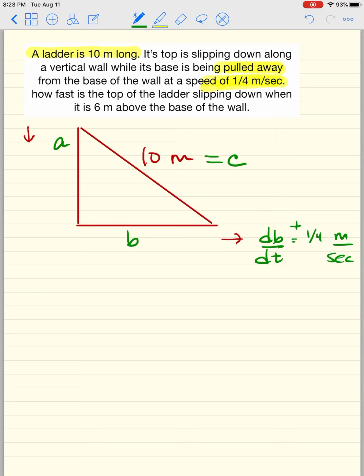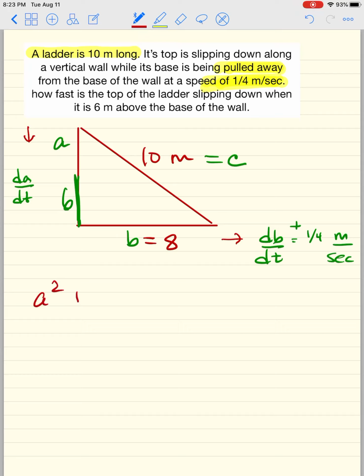How fast is the top of the ladder slipping down? So I'm looking for dA/dt, and when it is 6 meters above the ground, so this will be 6. The ladder is 10 meters, and that's never going to change. If you remember special triangles like 3, 4, 5, this is a multiple. It's 6, 8, 10. So you can use a squared plus b squared equals c squared to solve, or you could just say this is 8.